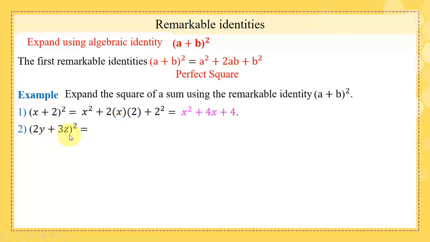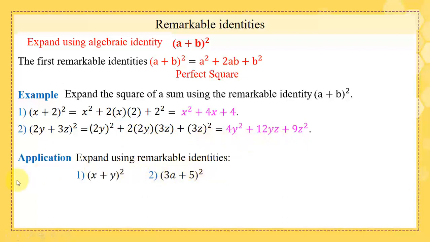2y plus 3z squared. Here, a is 2y and b is 3z. Apply the same. We get a squared, 2y squared, plus 2ab, 2y times 3z, plus 3z squared. The final answer is 4y squared, since the square is distributed to 2 and 2y, plus 12yz, 2 times 2 is 4 times 3 is 12 times y times z, plus 9z squared.